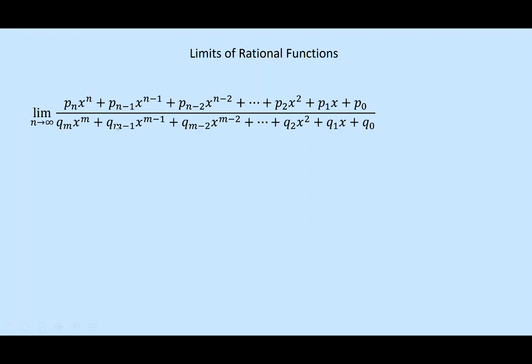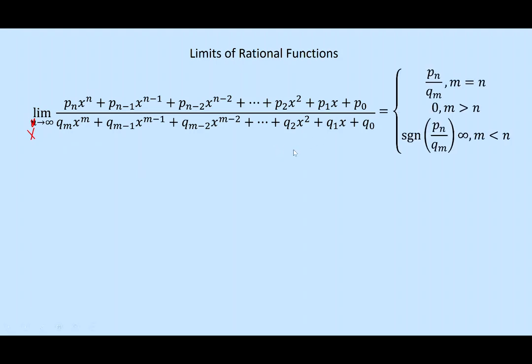This is also a polynomial. The top is an nth degree polynomial, and the bottom is an mth degree polynomial. Okay, so the question is, I shouldn't say n approaches infinity, I'm sorry. It should be x approaches infinity. What's the limit as x approaches infinity of this rational function? Is the idea. And this you learned in pre-calculus.